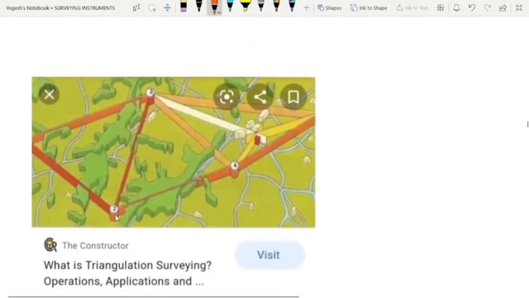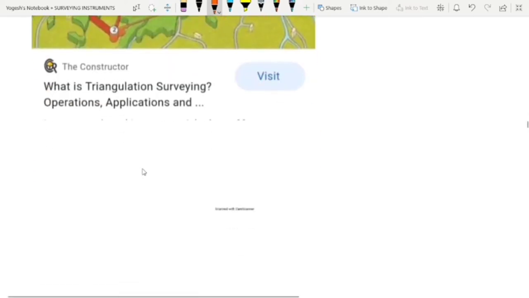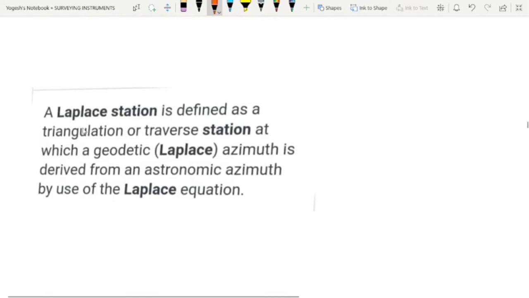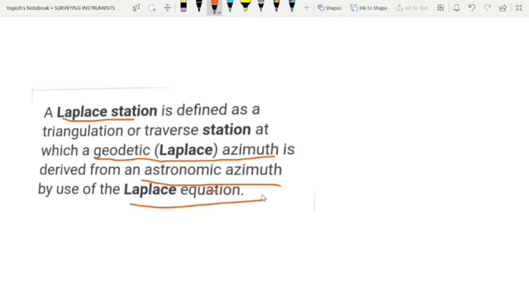This is the triangulation system. Basically, a baseline is measured, and other angles are also measured for accuracy purposes. A Laplace station is defined as a station at which the Laplace, or geodetic, azimuth is derived from the astronomical azimuth by use of the Laplace equation. That's why it is called a Laplace station.